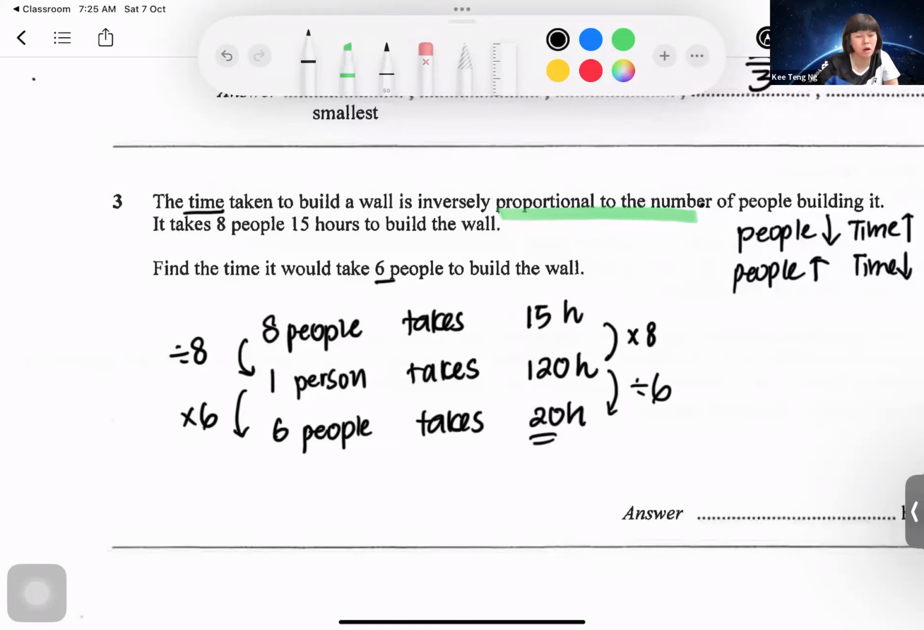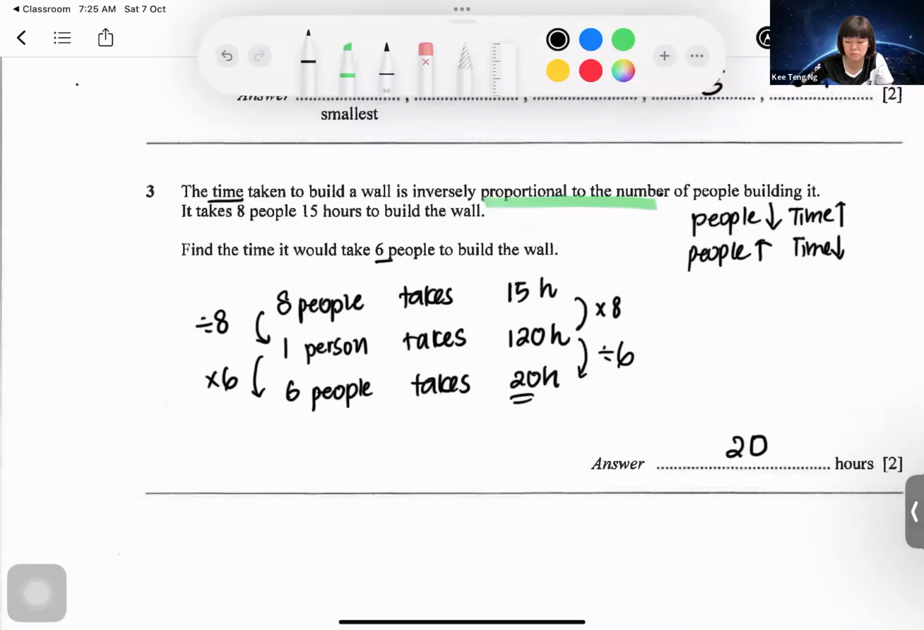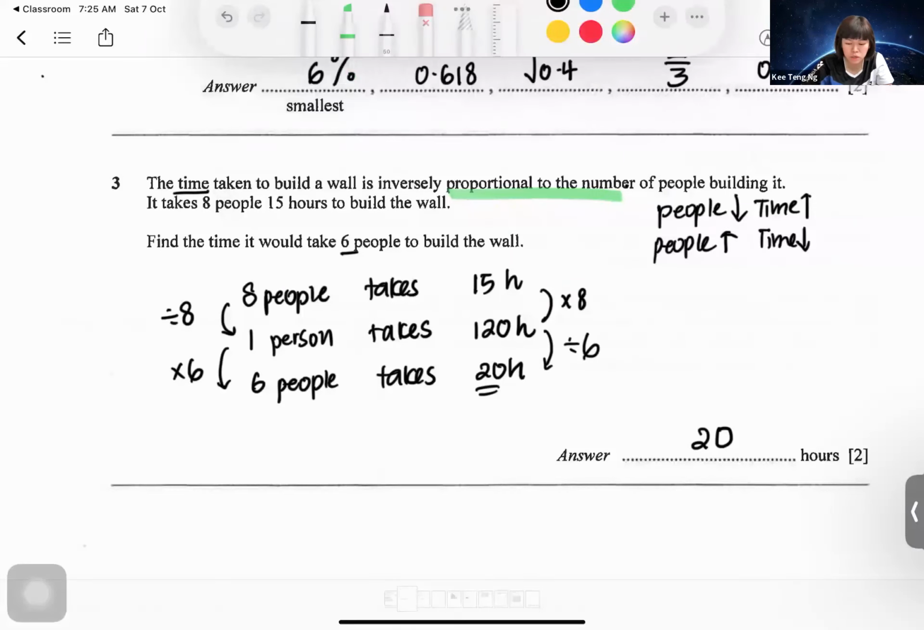Okay, so they go in different directions, so you do different operations for that. Do the opposite one. Okay, have you gotten the answer? Next question.